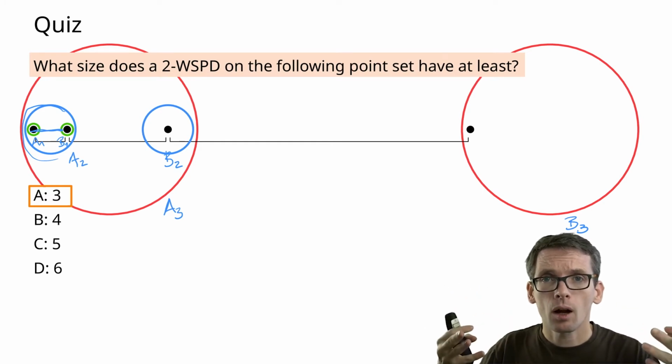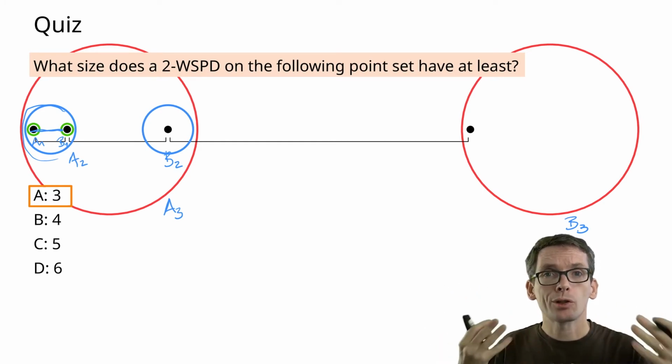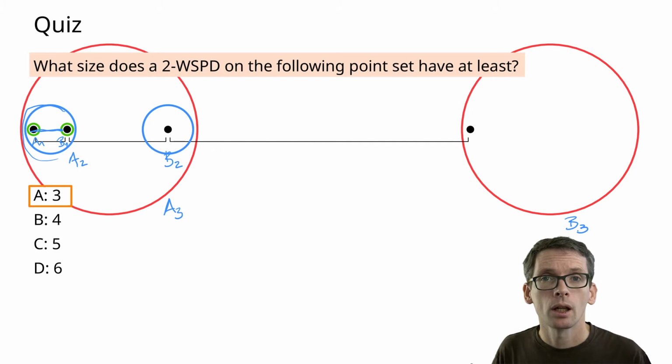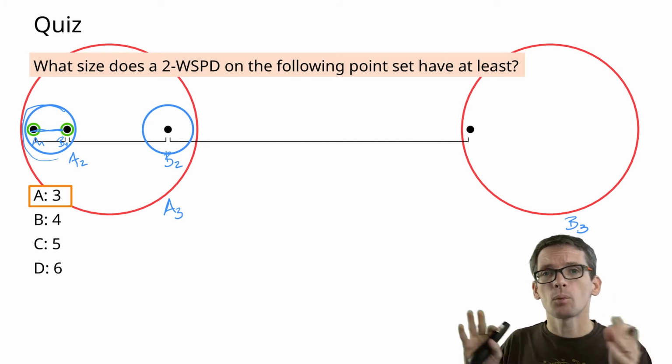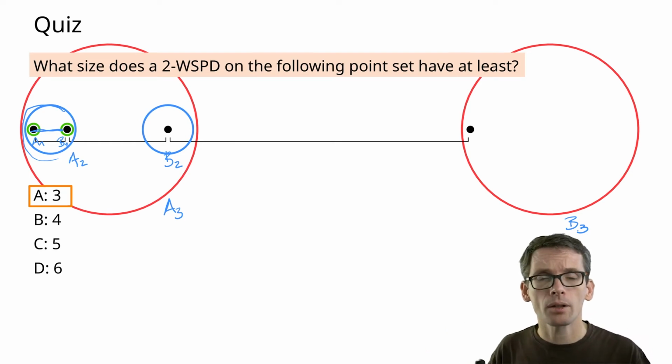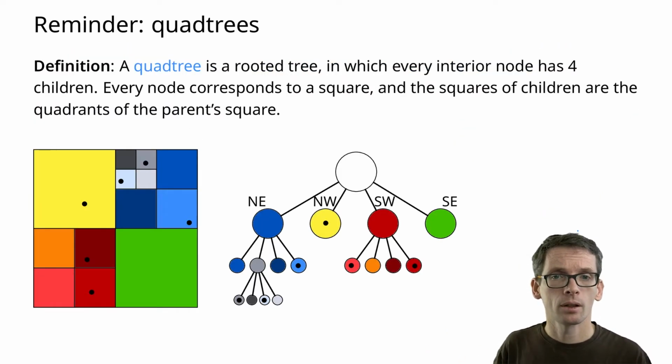We want to now come closer to constructing a well-separated pair decomposition. And for the construction, we will use quadtrees. So let me briefly remind you of what a quadtree is.